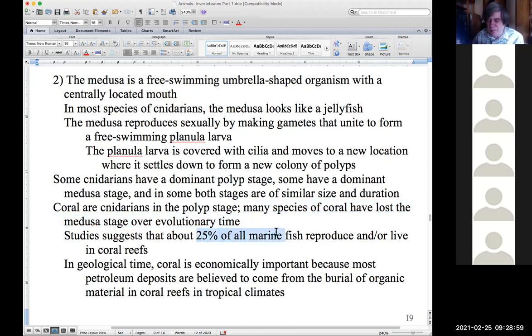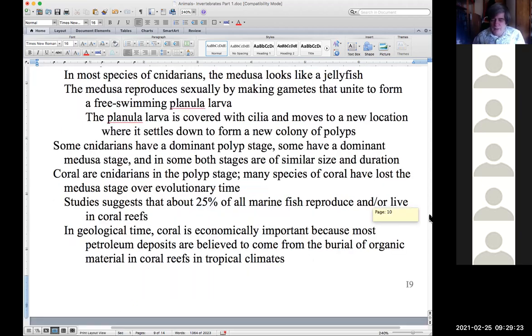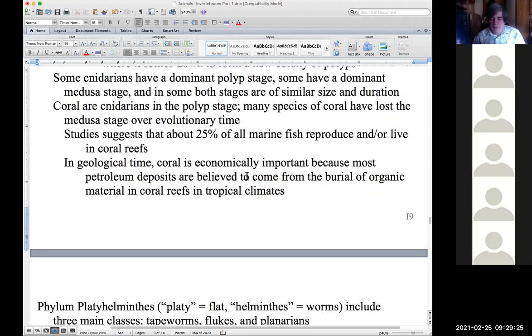It's estimated that about 25% of all ocean fish either reproduce or live in the coral reefs. If they live there, they usually reproduce there too. So that's a quarter of all the fish species. And in the United States, people don't necessarily eat fish all that often. But in some other countries, fish are a major source of protein in the diet. So coral reefs are important for that reason.